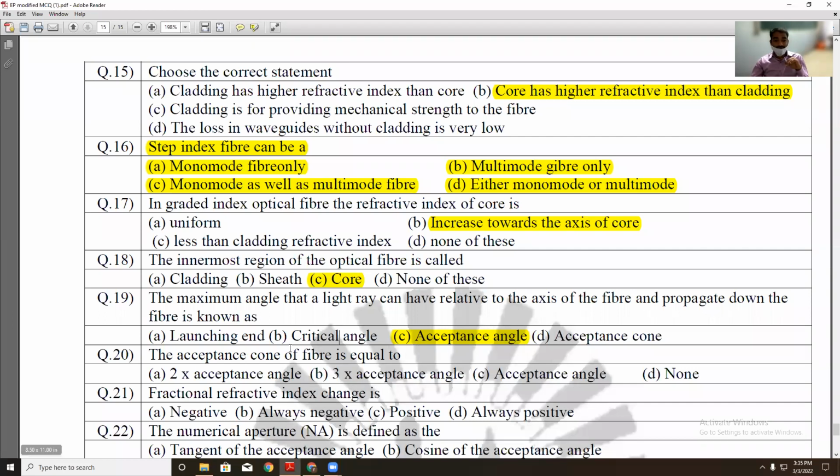Okay. The acceptance cone of fiber is given by 2 into acceptance angle, 3 into acceptance angle, just acceptance angle, and none of these. 2 into acceptance angle. Why 2 into acceptance angle?